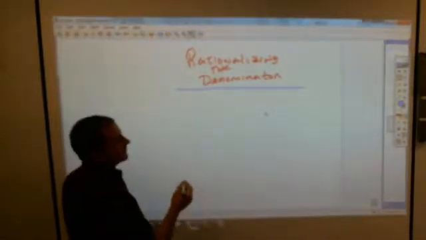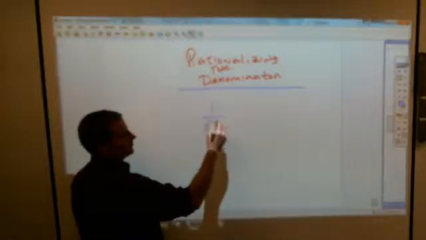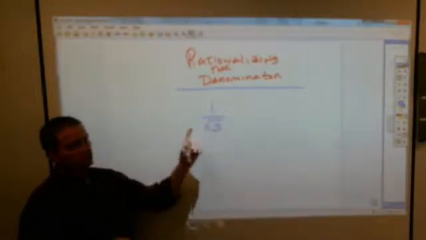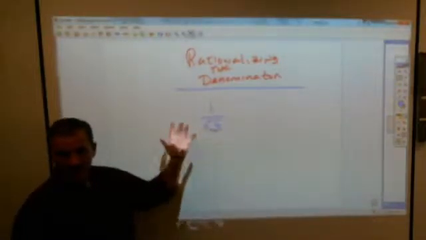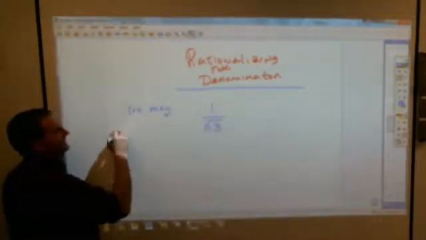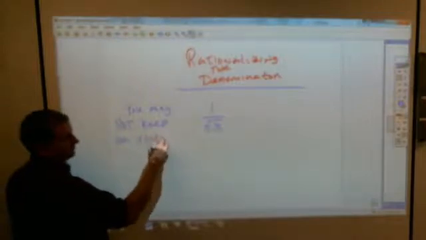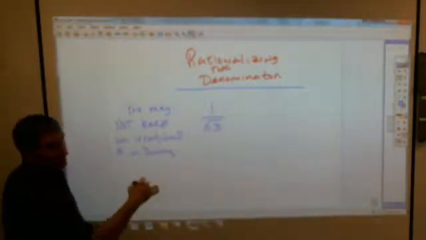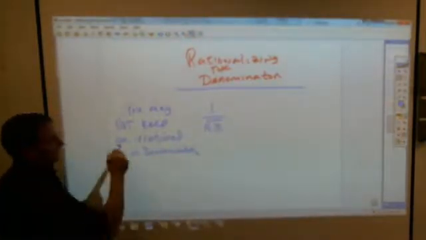Don't worry. Here's the deal, ladies and gentlemen. If you have 1 over the square root of 3, you have an irrational number in the denominator, and for some reason in the mathematical world, that is unacceptable. You may not keep an irrational number in the denominator. Notice it doesn't say the numerator. Irrational numbers in the numerator are fine. In the denominator, it's a bad thing. That is the gist of this.